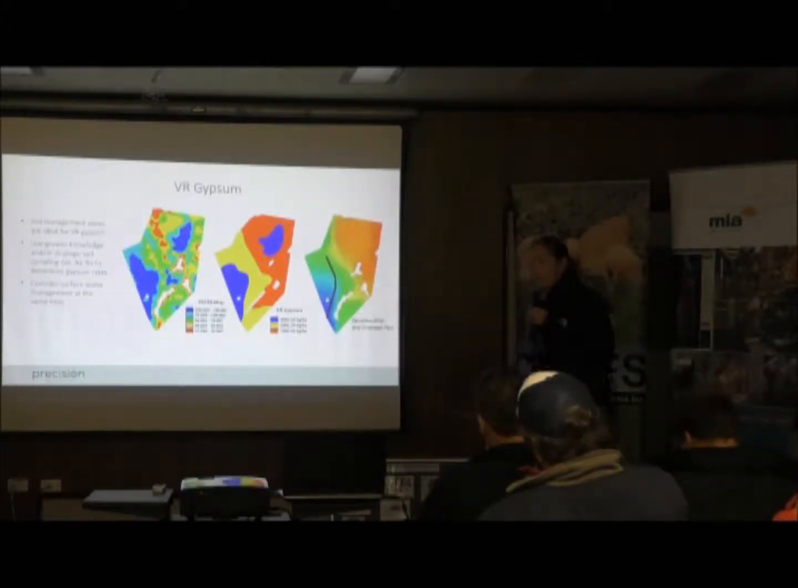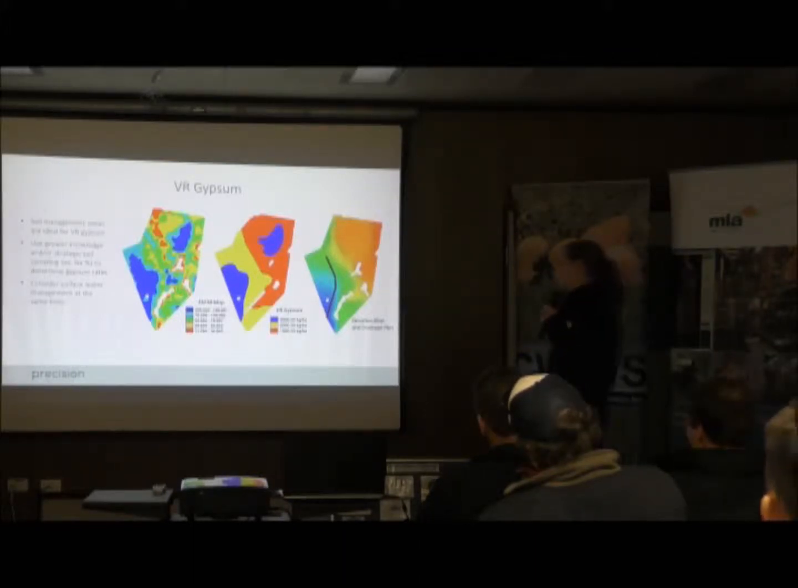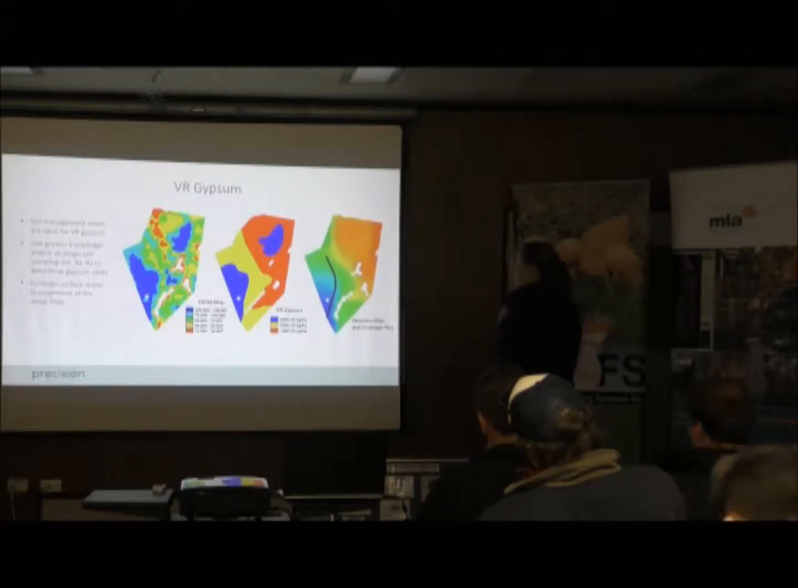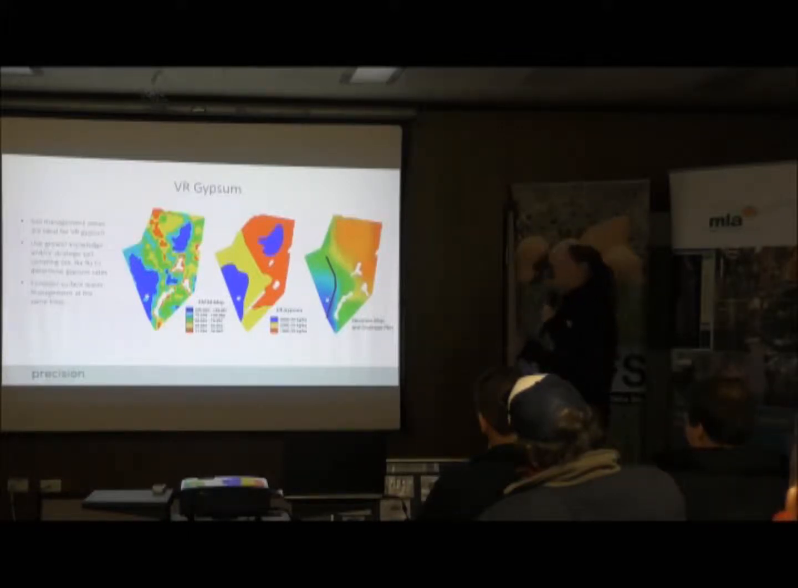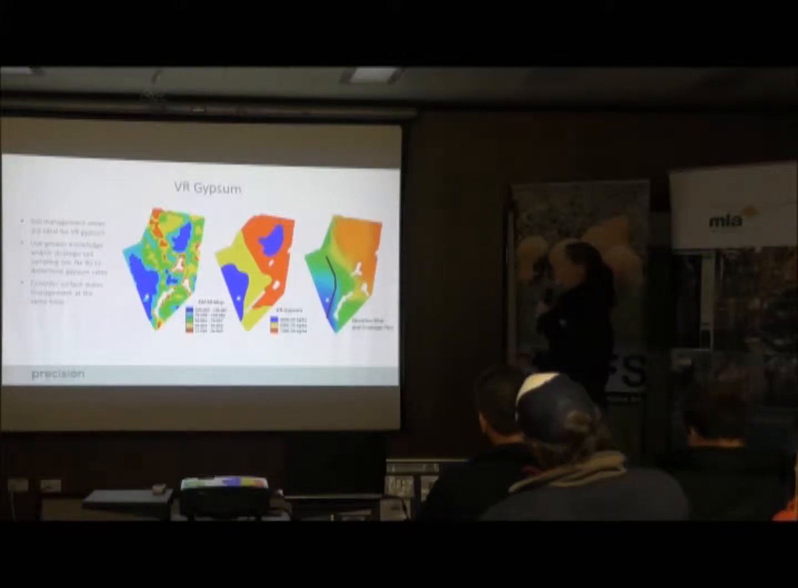So to move it through to an application, the big one with management zones for us is variable rate gypsum. It's really easy. It's ideal. It fits it very well. So we use grower knowledge or just strategic sampling. So we get our exchangeable sodium percentages to determine our gypsum rates.